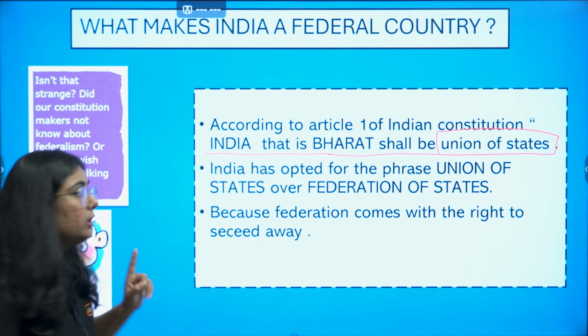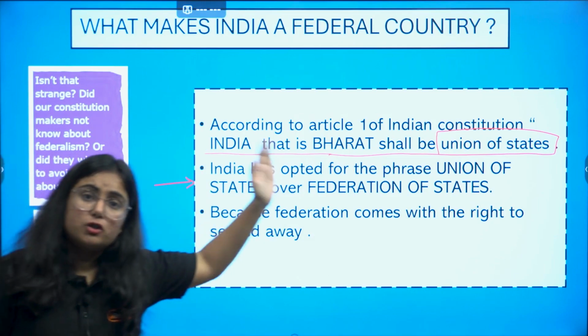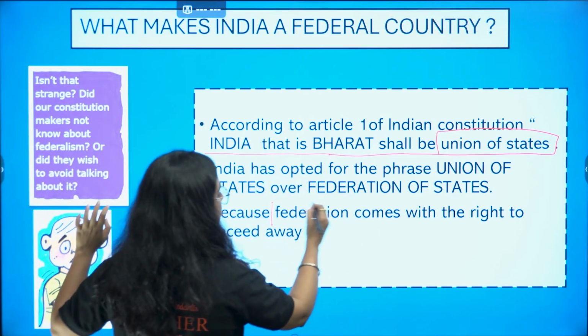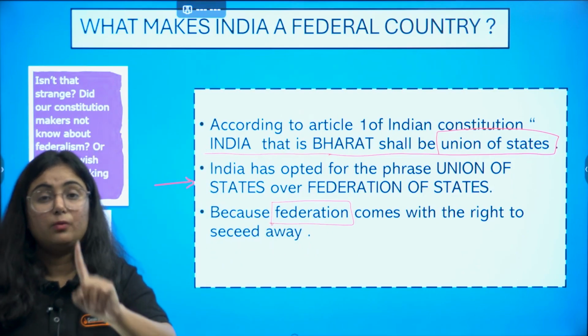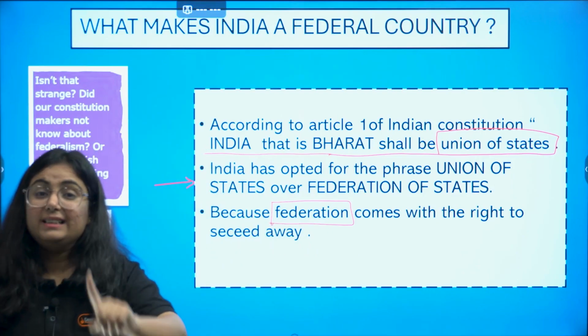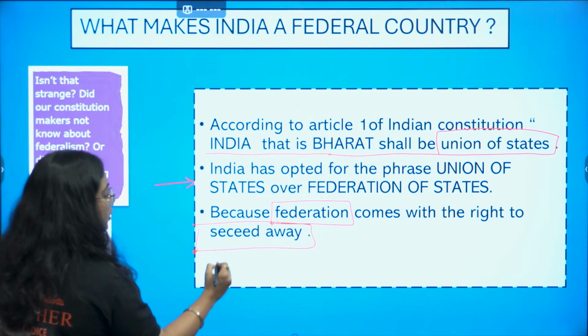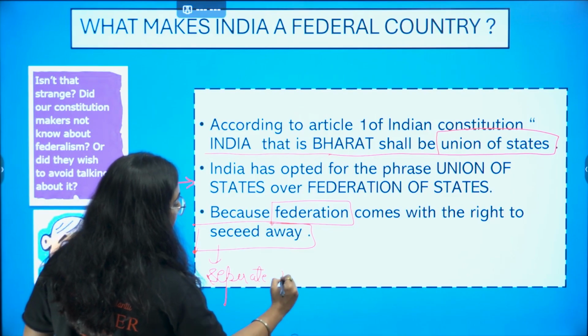Then why have the constitution makers not mentioned it, and rather chosen "union of states"? Because, beta, this term federation comes with one right, and that right is the right to secede. Do you know what secede is? The right to separate away.